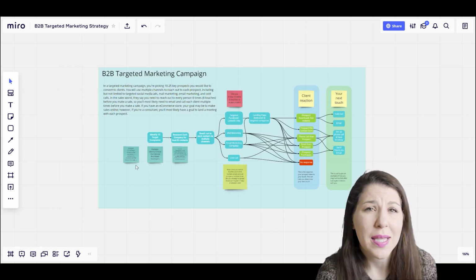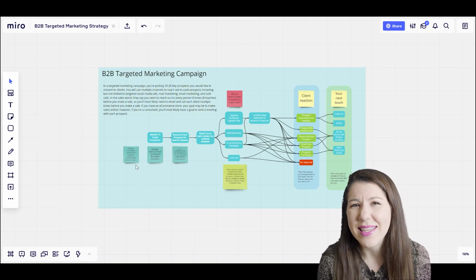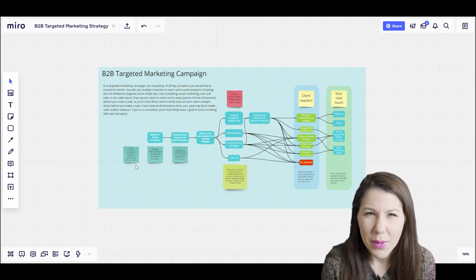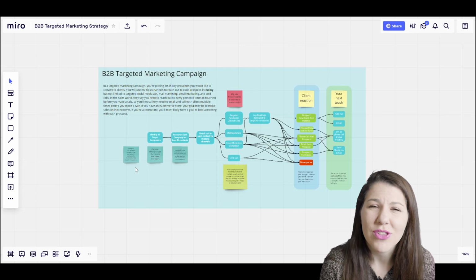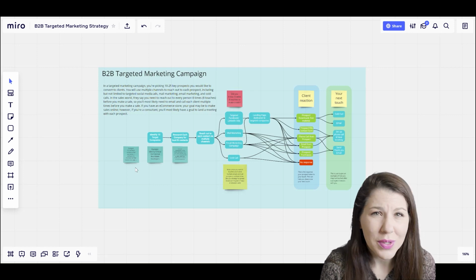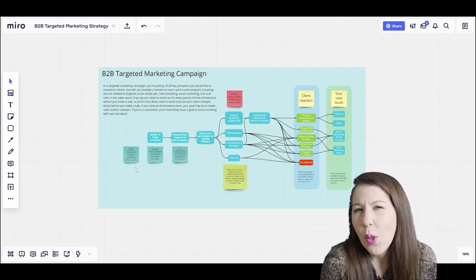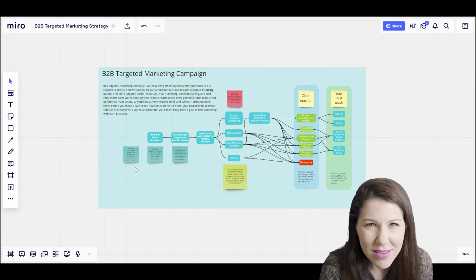Now, this can be on the B2B side or this could be on B2C. I think it's a little easier to explain from a B2B, business to business perspective versus business to consumer. You can totally do it on that side. It just has a little more complexity to it.